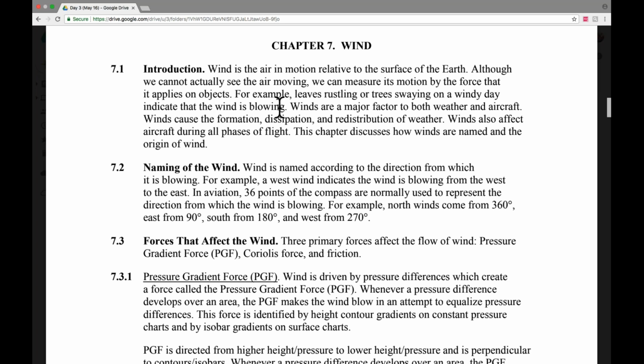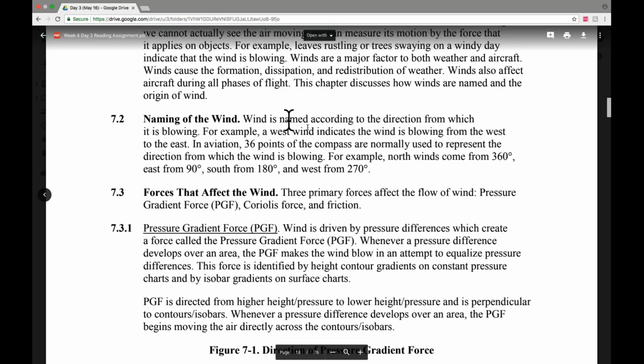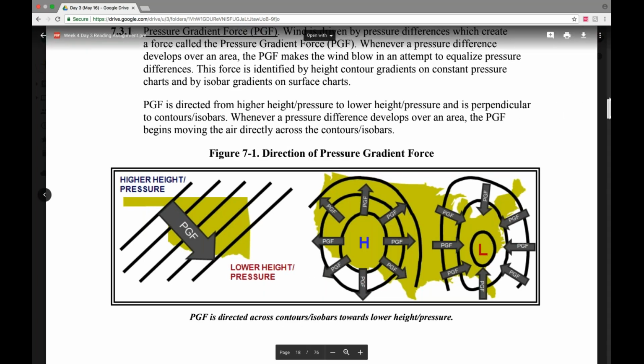So forces that affect winds. Three primary forces affect the flow of wind: pressure gradient force, Coriolis effect, and friction. Okay. So let's talk about the first one, pressure gradient force. It's exactly what we were looking at on the previous ones. These gradient forces here, right? So on the high, it's pushing out. Low, it's pushing in to the center. So think of a high as like a peak. Think of a low as a valley. Okay. So the high's coming down, and the low is going up. Remember, our low's rotation is counterclockwise and up. Our high is clockwise and down. Right?